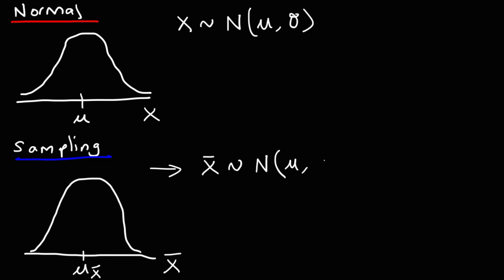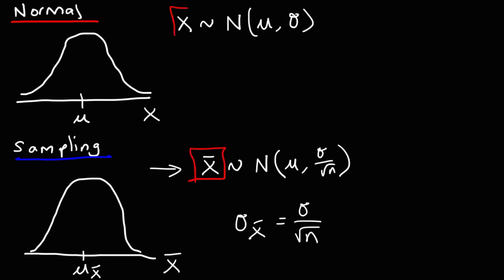And now the standard deviation of the sampling distribution is sigma divided by the square root of n. So we're not going to have sigma here, but we're going to have sigma over the square root of n in this area. So notice the difference: x bar instead of x, and then sigma over square root n, instead of just sigma.